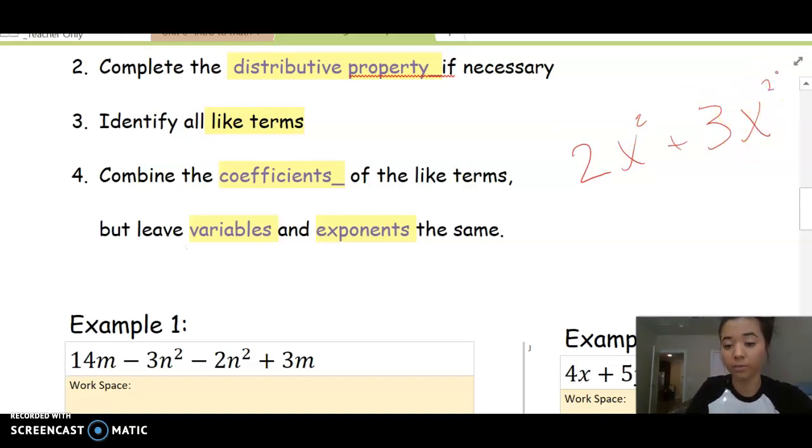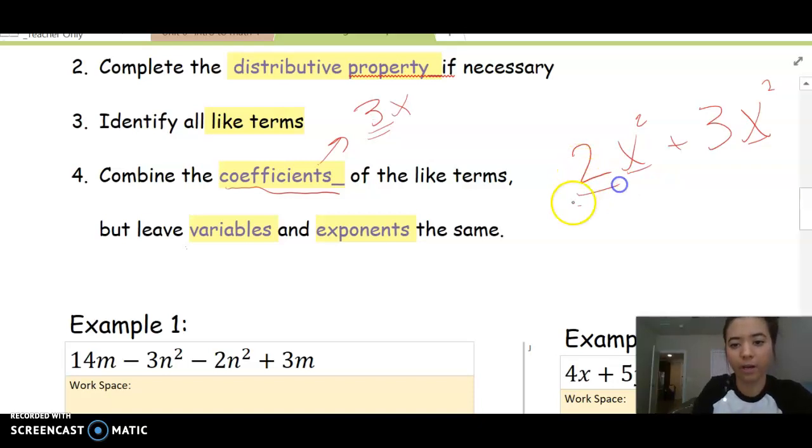These are like terms because they have the same variable and they have the same exponent. They both have a 2. So we identified that they are like terms. Now step 4, to combine them, we're going to combine the coefficients. Remember that the coefficient is just the number that's in front of your variable. So we're going to combine those and then leave the variables and exponents the same.